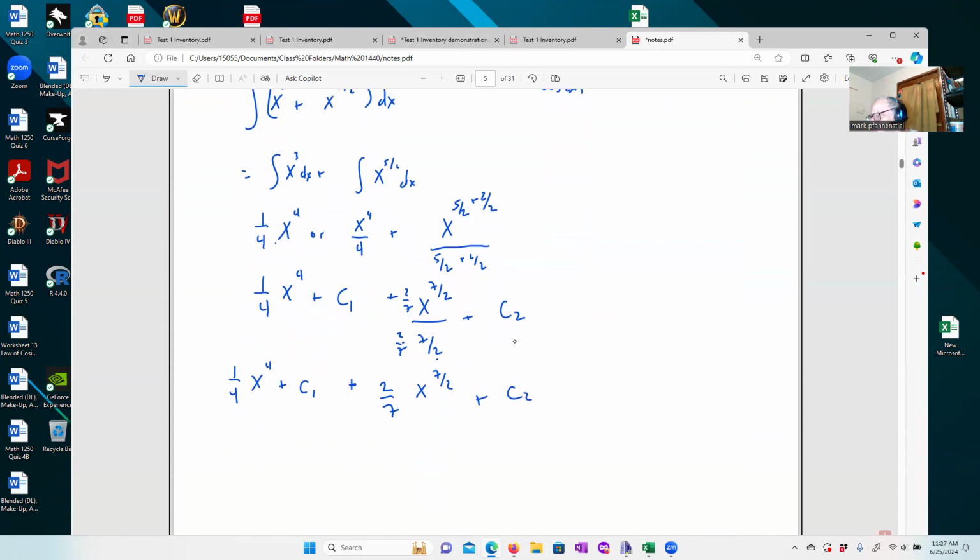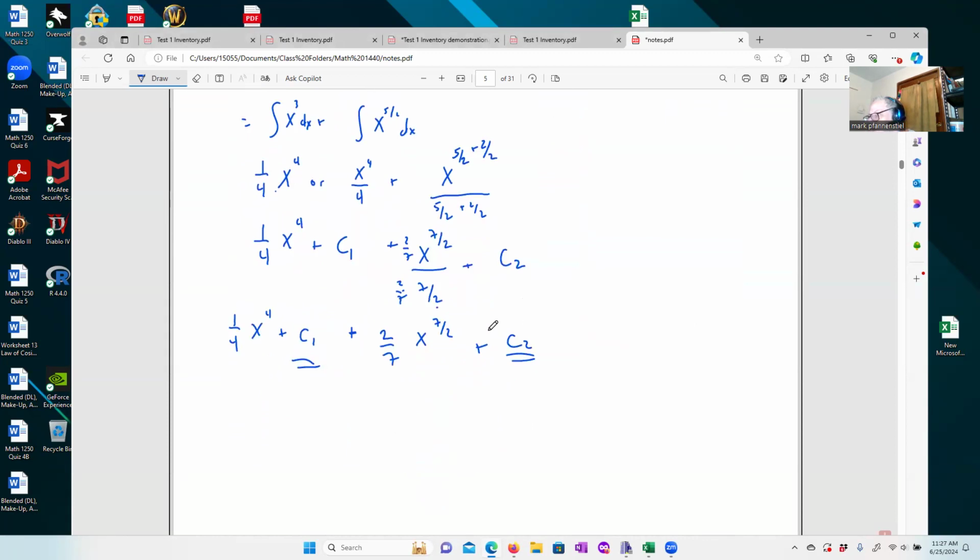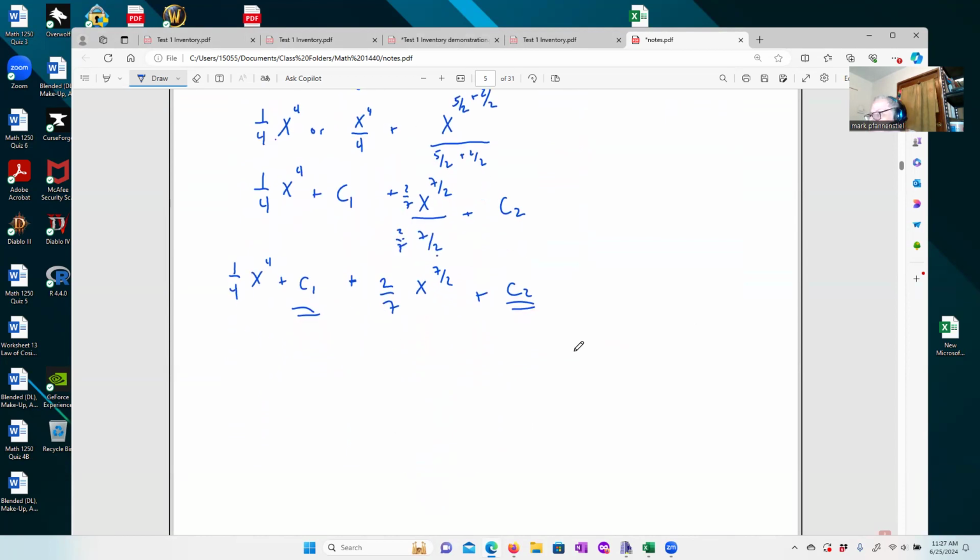Now what happens here is that C1 is a constant, C2 is a constant. If I add a constant to a constant, I will still get a constant. 3 plus 5 would be 8. That's a constant. That'll be okay. So what we're going to do is combine these C's so that we don't have to track each and every C that we're going on with here. So we have 1/4 x to the 4th plus 2/7 x to the 7/2. I'm just going to say plus C, noting that C is equal to C1 plus C2.